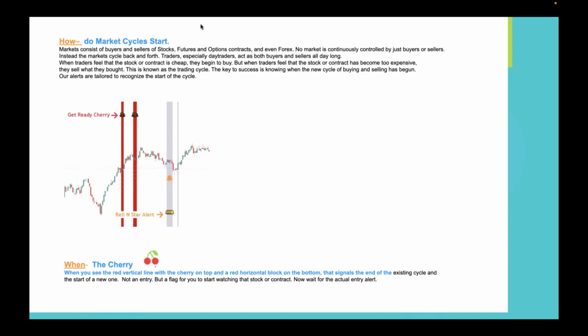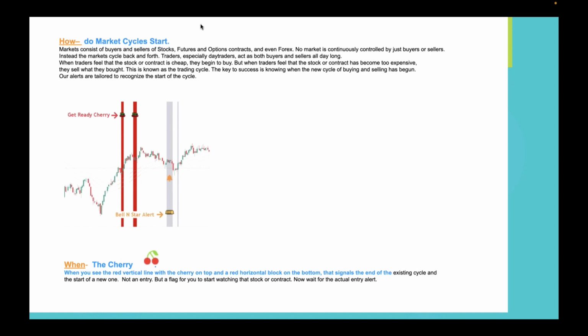So Michael, how do the market cycles start? Markets consist of buyers and sellers of stocks, futures and options, contracts, and even Forex. So no market is continuously controlled by just buyers or sellers. Instead, the markets cycle back and forth. Traders, especially day traders, act as both buyers and sellers all day long. When traders feel that the stock or contract is cheap, they begin to buy. But when traders feel that the stock or contract has become too expensive, they sell what they bought. This is known as a trading cycle.